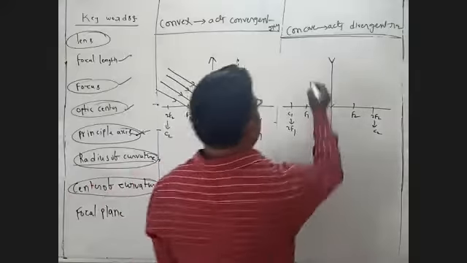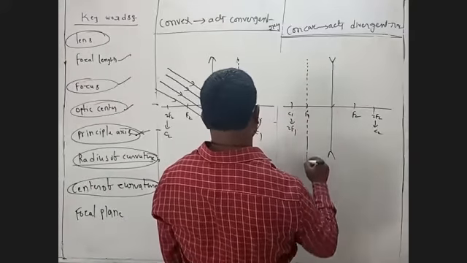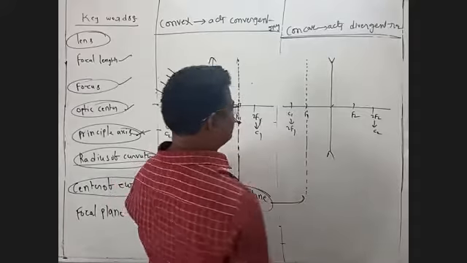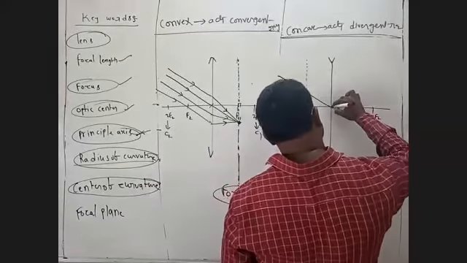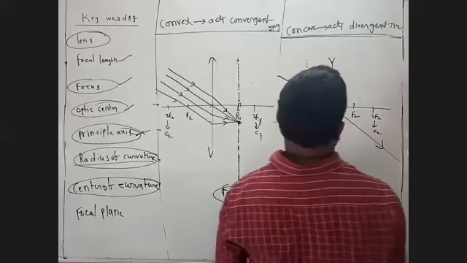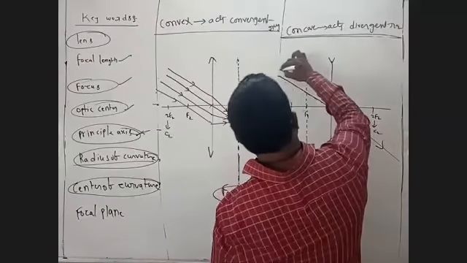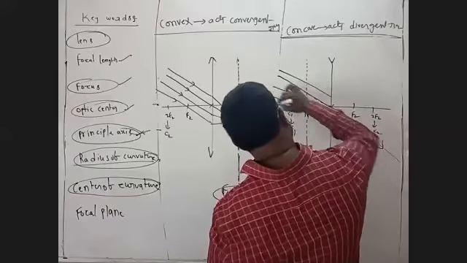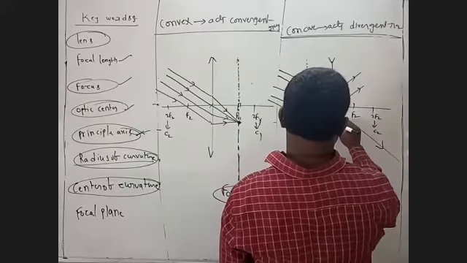So this is a line, the focal line. This line passes through your F1, because this is a focal plane. So this is a line ray. It goes on both sides. Next, this line strikes at this point. It is divergent.